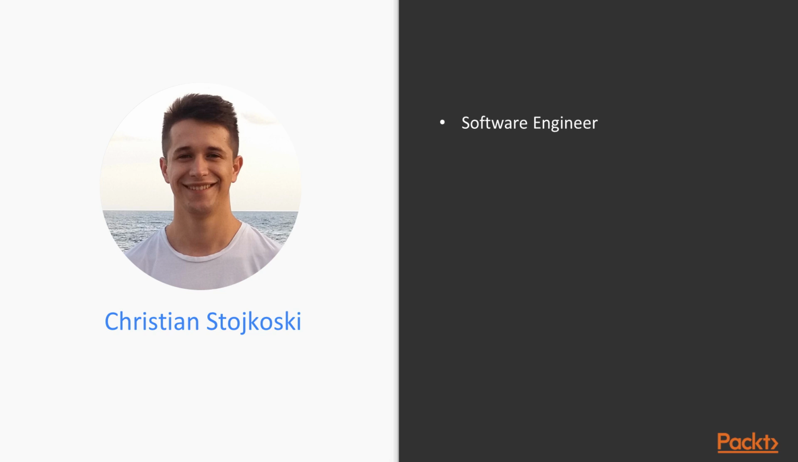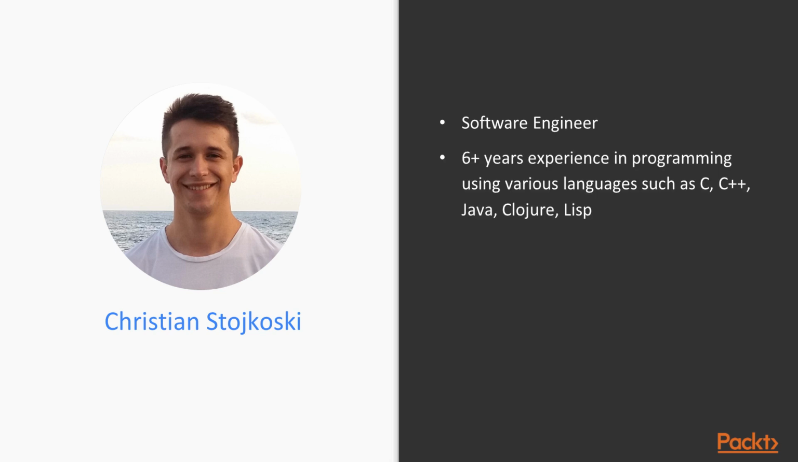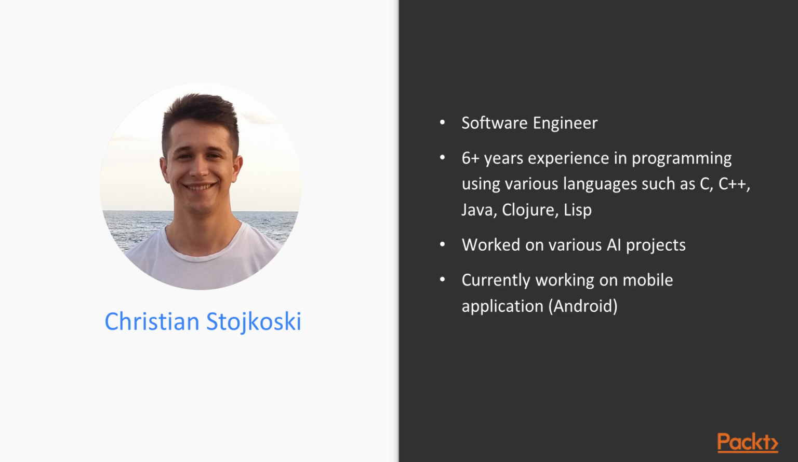I am a software engineer with over 6 years of programming experience in various programming languages, such as C, C++, Java, Lisp, and Clojure. I have worked on numerous AI projects that range from heuristic searches to artificial neural networks. Currently, I'm working on mobile applications, more specifically Android.